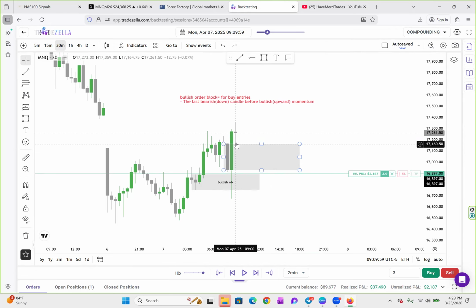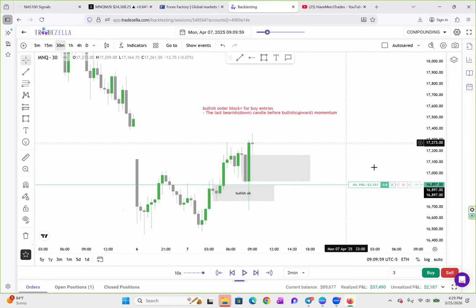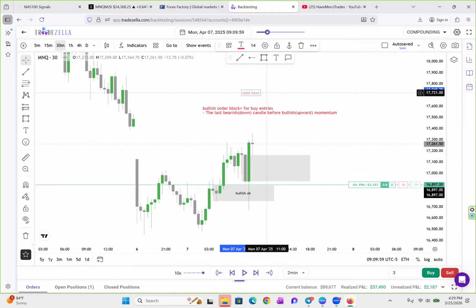So this could have been another entry if you missed this one. It's important to know what trend you're in so you know if you should even be looking for a bullish order block or if you should be looking for the next one I use, which is called a bearish order block. A bearish order block is used for sell entries.